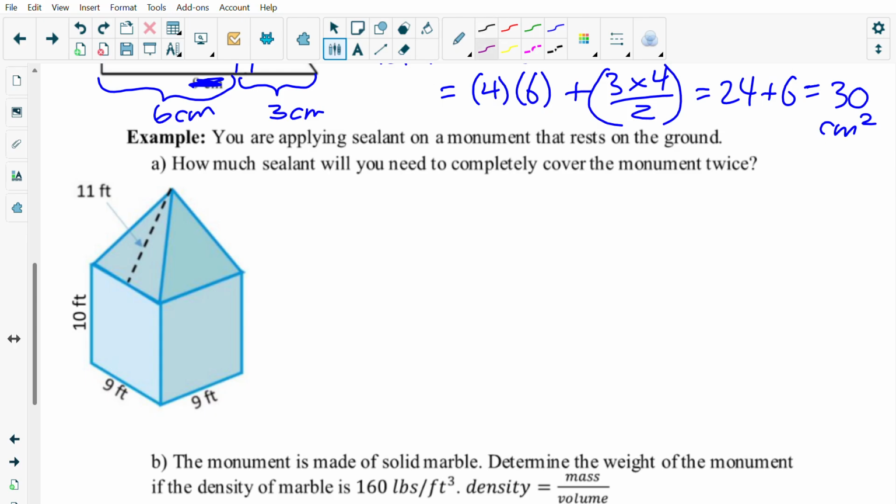So imagine, right here's the ground. It's a monument somewhere in the park. Who knows? Okay, so it's resting on the ground. How much sealant will you need to completely cover the monument twice? So 2 times. Okay, so this is a stone monument and you put sealant on it so that the stone lasts longer. It doesn't wear as much, right? So we need to think surface area. How much sealant? So I'm thinking surface area.